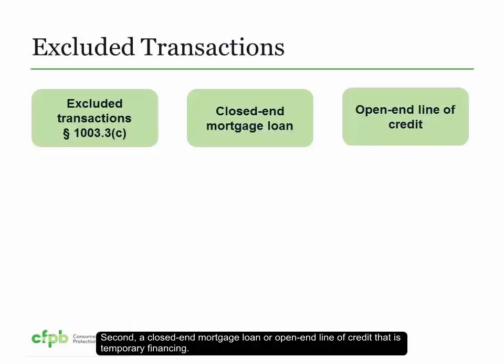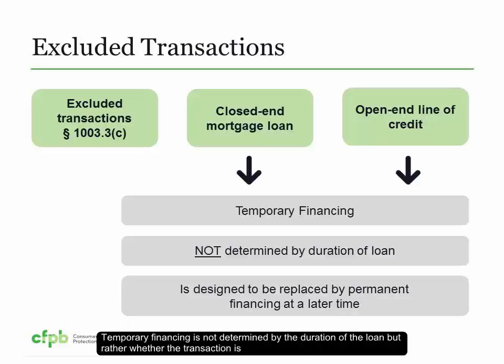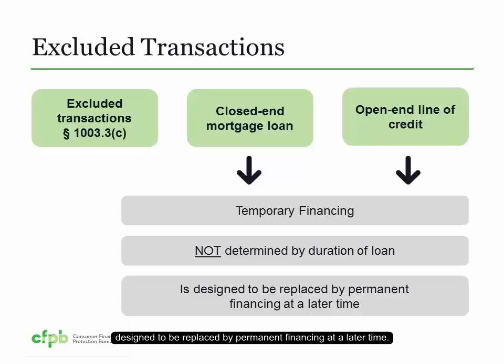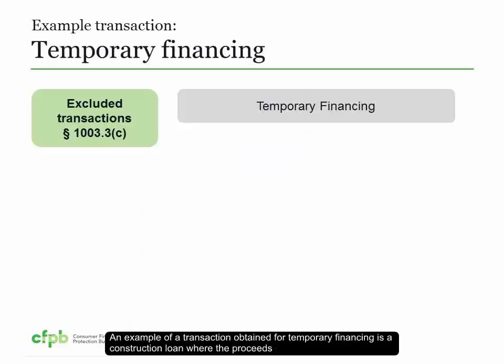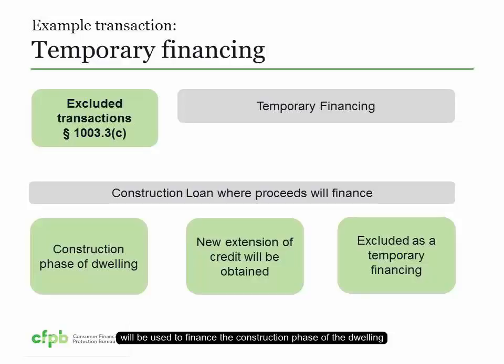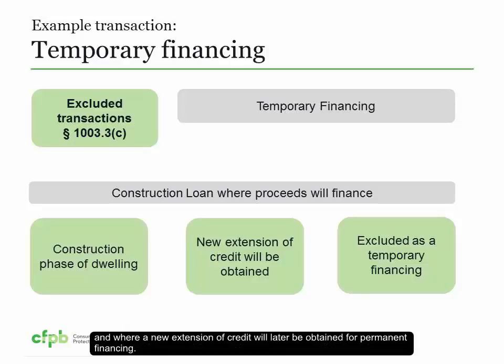Second, a closed-end mortgage loan or open-end line of credit that is temporary financing. Temporary financing is not determined by the duration of the loan, but rather whether the transaction is designed to be replaced by permanent financing at a later time. An example of a transaction obtained for temporary financing is a construction loan where the proceeds will be used to finance the construction phase of the dwelling and where a new extension of credit will later be obtained for permanent financing. Here, the loan to fund the construction phase would be excluded as temporary financing.